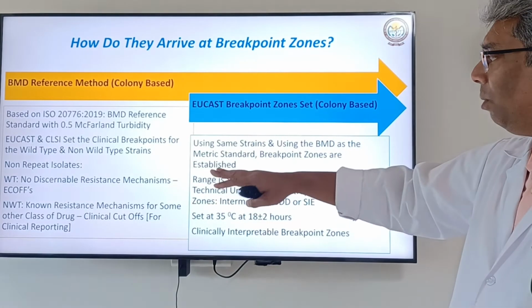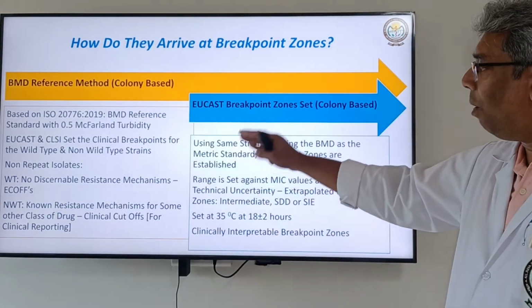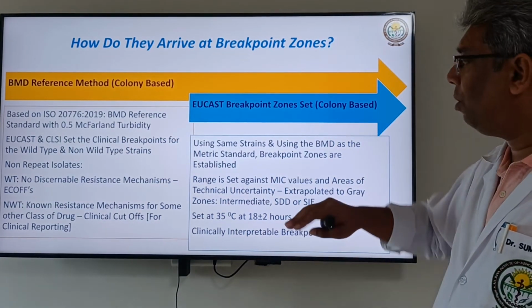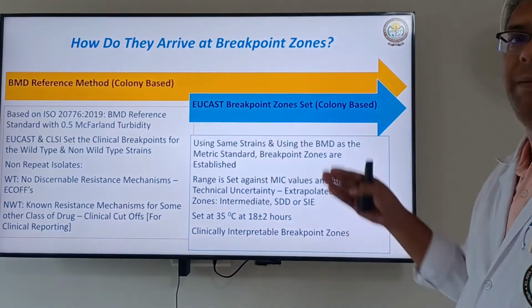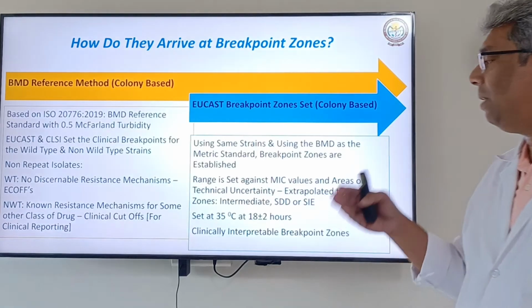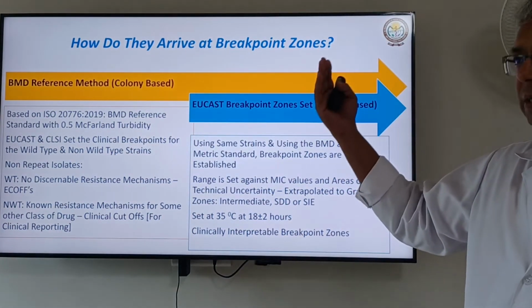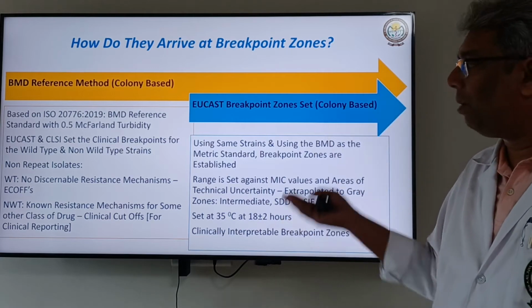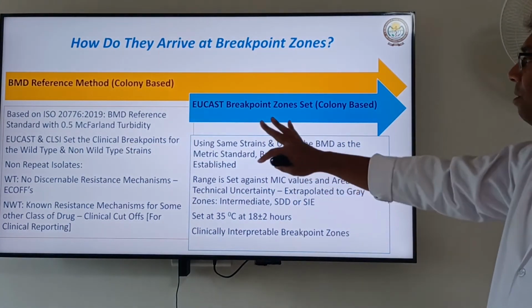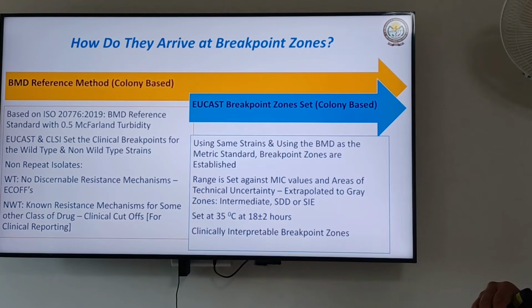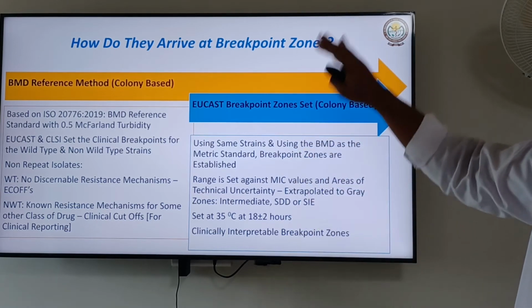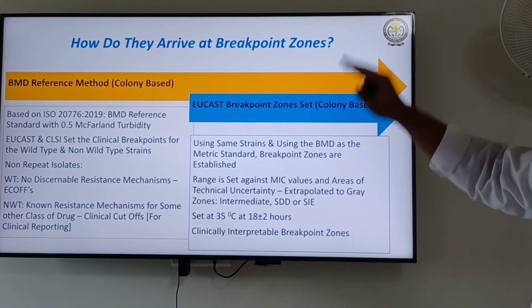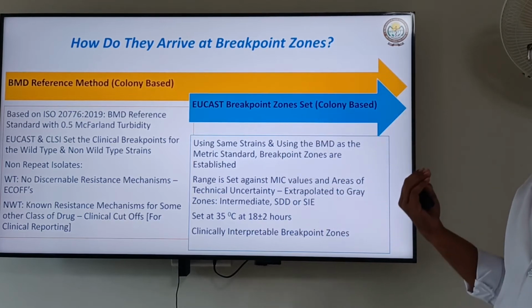So that is the basic principle of how to choose your non-wild type strain. It should not ideally be against the same class of drug. Or if you are checking, it should be higher. Like if it is cefotaxime resistant, you can afford to check for a higher generation cephalosporin, but not a lower one. So that is the principle of the BMD reference method. Then what happens is, once we make these scatter plots or these histograms, then we extrapolate it to the breakpoint zone.